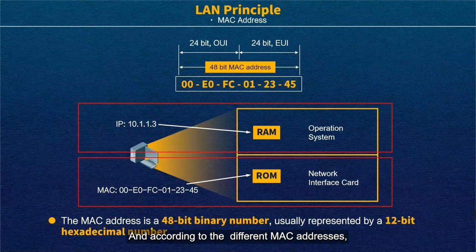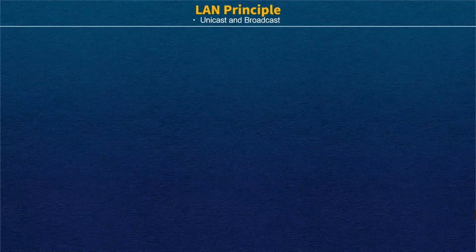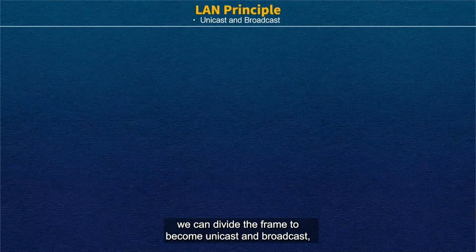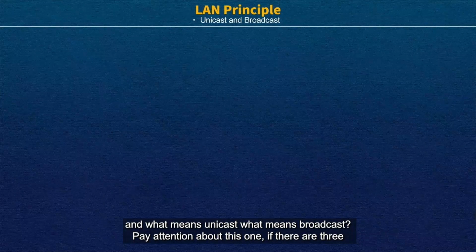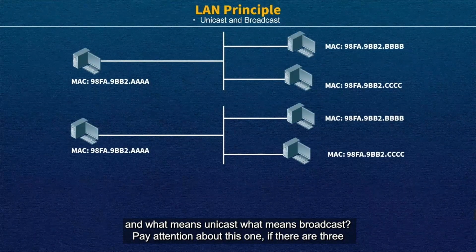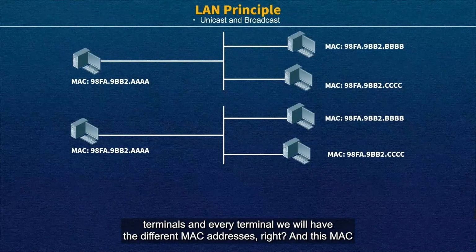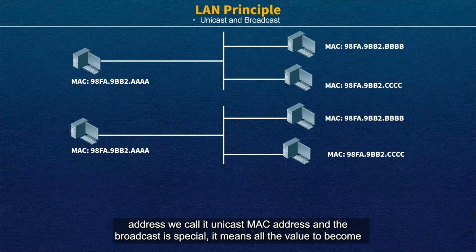And according to different MAC addresses, we can divide the frame to become unicast and broadcast. What does unicast mean? What does broadcast mean? Pay attention about this one. If there are 3 terminals, every terminal will have a different MAC address, right? And this MAC address we call a unicast MAC address.